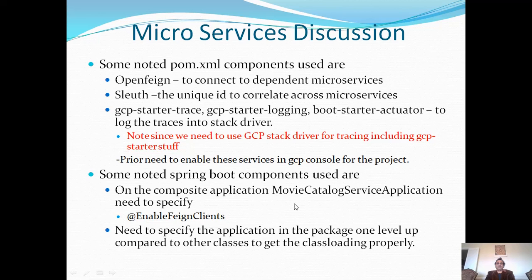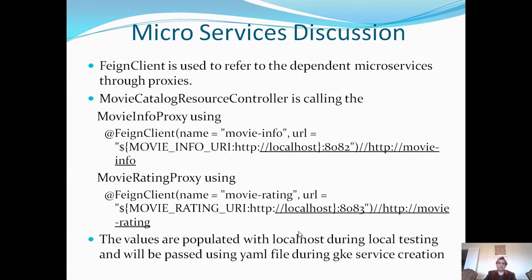Some noteworthy Spring Boot components used are these. Since you are using the Feign client in the movie catalog service application, you have to enable the Feign client, and you need to specify the application in the package one level up compared to the other classes. I got into a problem while running the microservices, and this was the fix I figured out: your application package should be prior to any controller and any dependent classes.